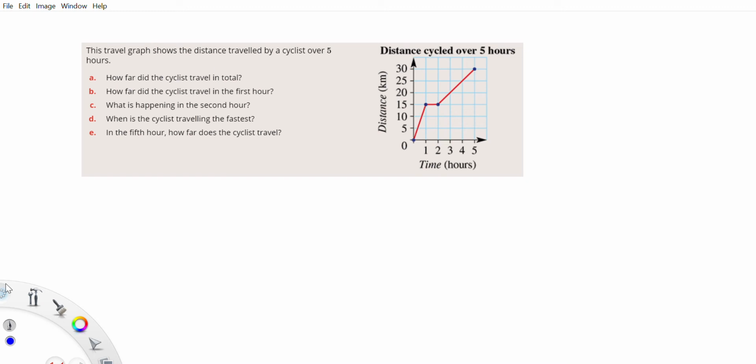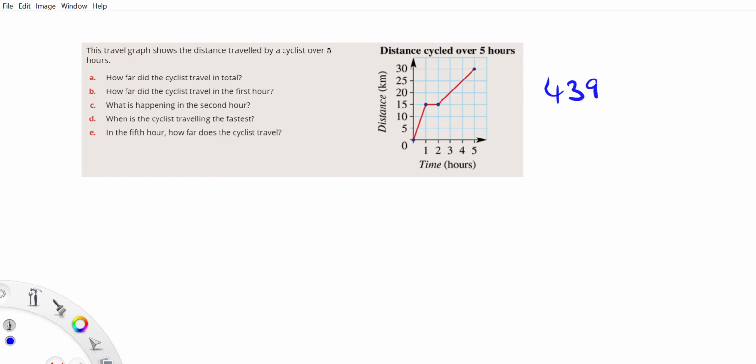Hey everyone, I'm going to go through example 7, which is interpreting a travel graph. I've got here on my screen the graph from the text. If you're unsure, you can go to page 439 to have a look at this. There's also a great video on Cambridge Go if you can log on and view the video there.